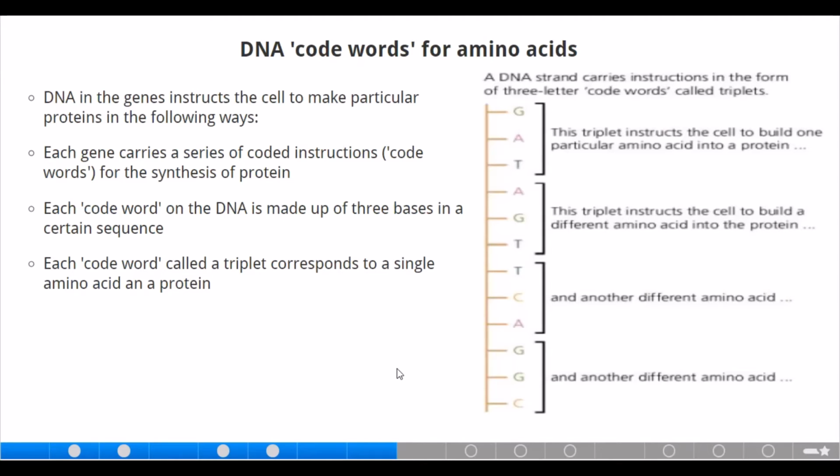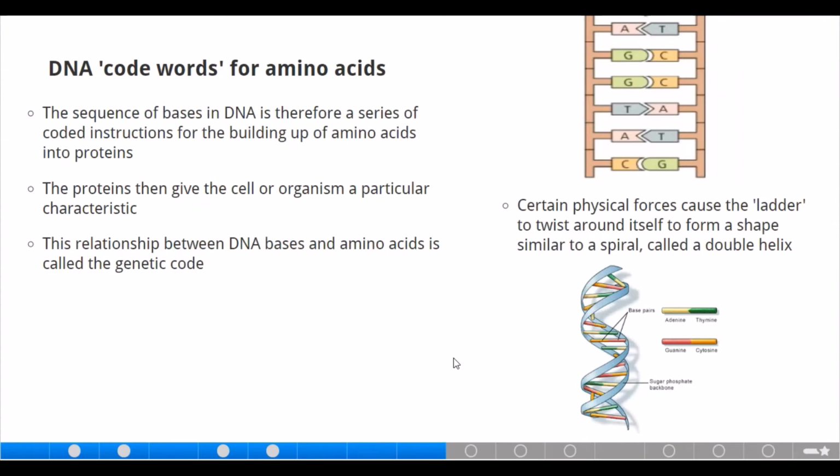DNA code words. DNA are code words for amino acids. DNA in the genes instruct the cell to make particular proteins in the following ways. Each gene carries a series of coded instructions, code words for the synthesis of protein, and each code word on the DNA is made up of three bases in a certain sequence. Each code word, called a triplet, corresponds to a single amino acid on a protein. An illustration is shown on my right hand side.